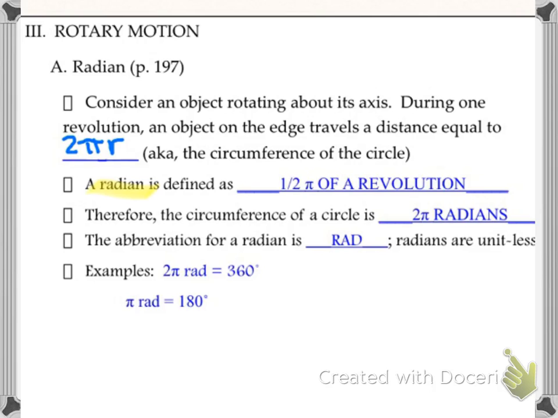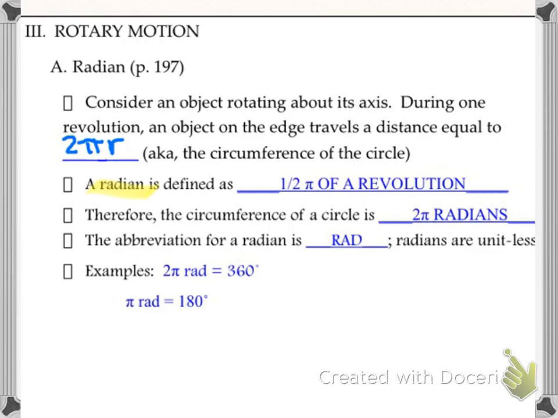And if we go back and look at the circumference of a circle, instead of saying 2 pi r, we can define it also as 2 pi radians, and the abbreviation for radian is going to be rad. They don't have any units. Okay, radian is considered to be your unit. You do need to know how to convert from degrees to radians, so you can use these two conversion factors and set up a ratio. So 180 degrees would be the same thing as pi radians, or pi rad, and 360 degrees would be 2 pi rad.